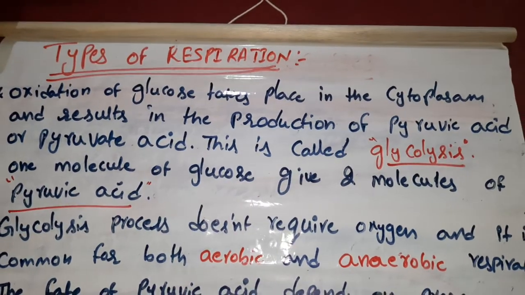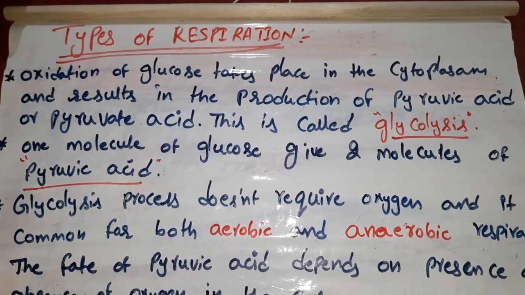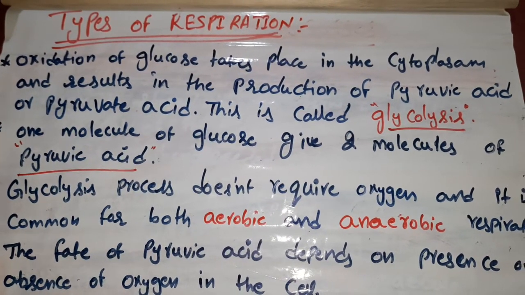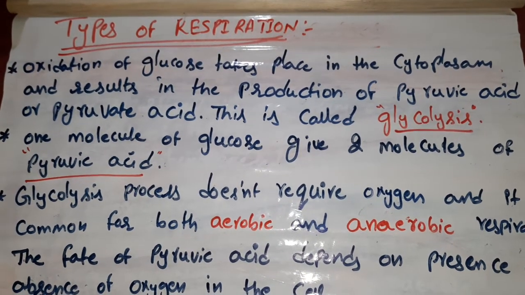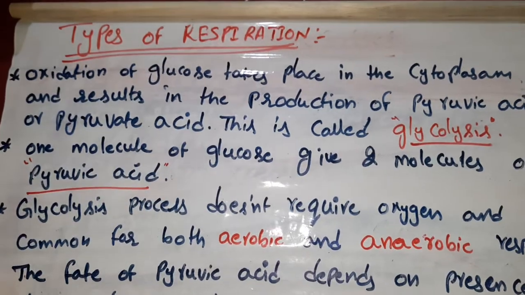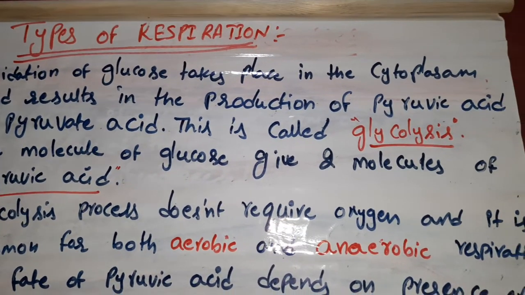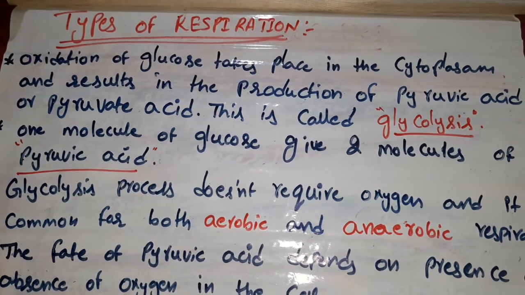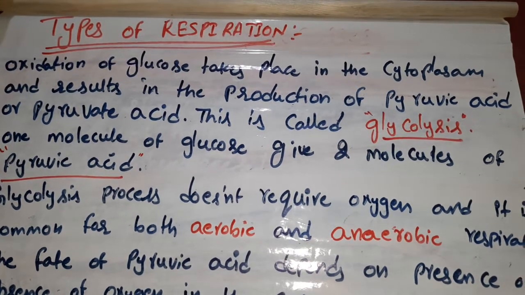Hello students, today we'll discuss types of respiration. Previously we discussed what respiration is and the difference between respiration and breathing. So what is respiration here? Oxidation of glucose takes place in the cytoplasm and results in the production of pyruvic acid or pyruvate acid. This is called glycolysis.